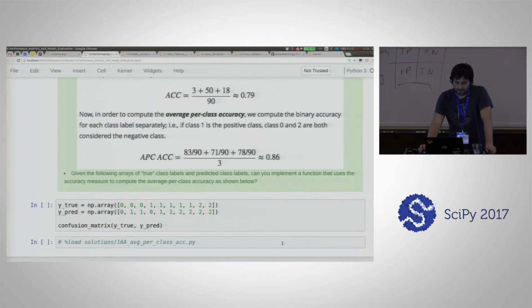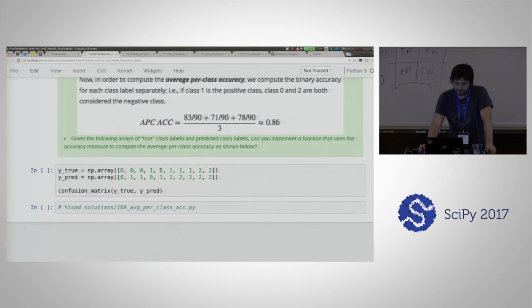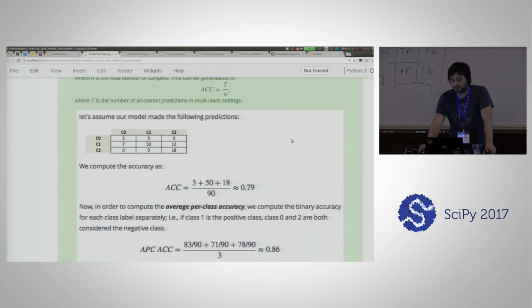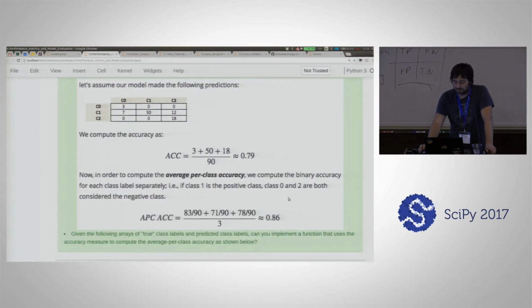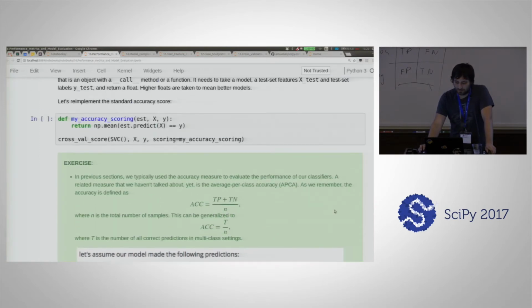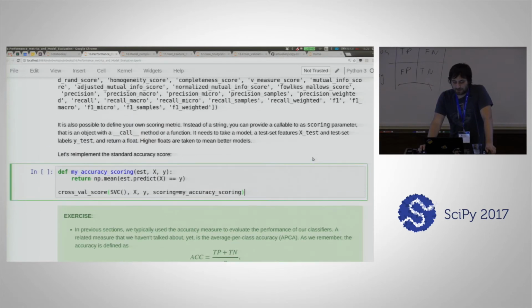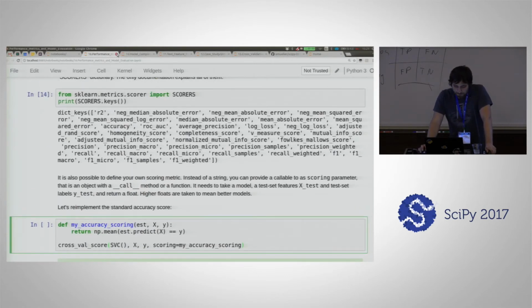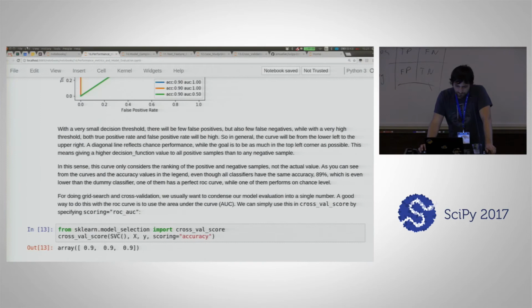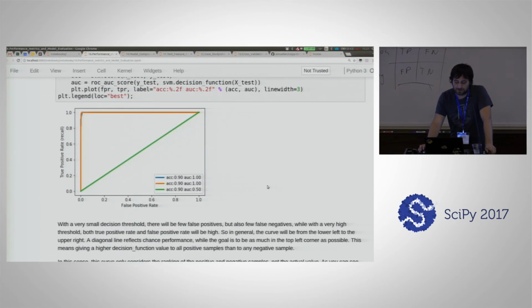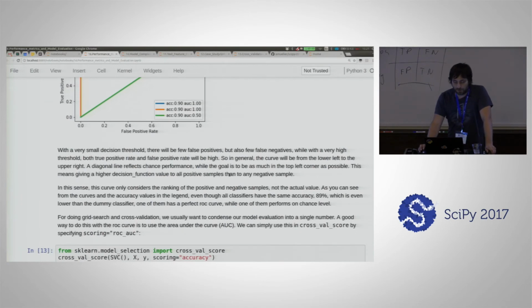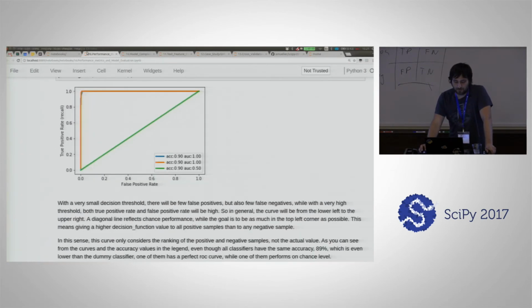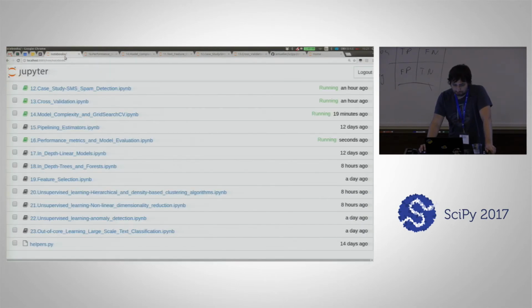And I think we're going to skip the exercise because we're running out of time. The exercise is about something called average per class accuracy, which is also a nice metric, but not as commonly used. So definitely also look at the documentation on the precision recall curve. That's a similar curve that's sometimes a little bit more helpful even.